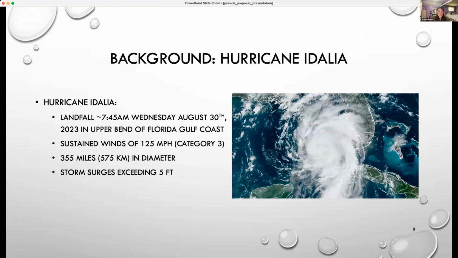My last piece of background that I wanted to mention is the storm that I'm going to be using as a case study for this project, the recent Hurricane Idalia. Idalia made landfall on the morning of Wednesday, August 30th, 2023, in the upper bend of Florida's Gulf Coast. When it made landfall, it was a Category 3 hurricane, with sustained winds of approximately 125 miles per hour. The storm itself was about 355 miles or 575 kilometers in diameter, and the image here is the visible satellite. It was bringing storm surges of over 5 feet all along the Florida Gulf Coast.